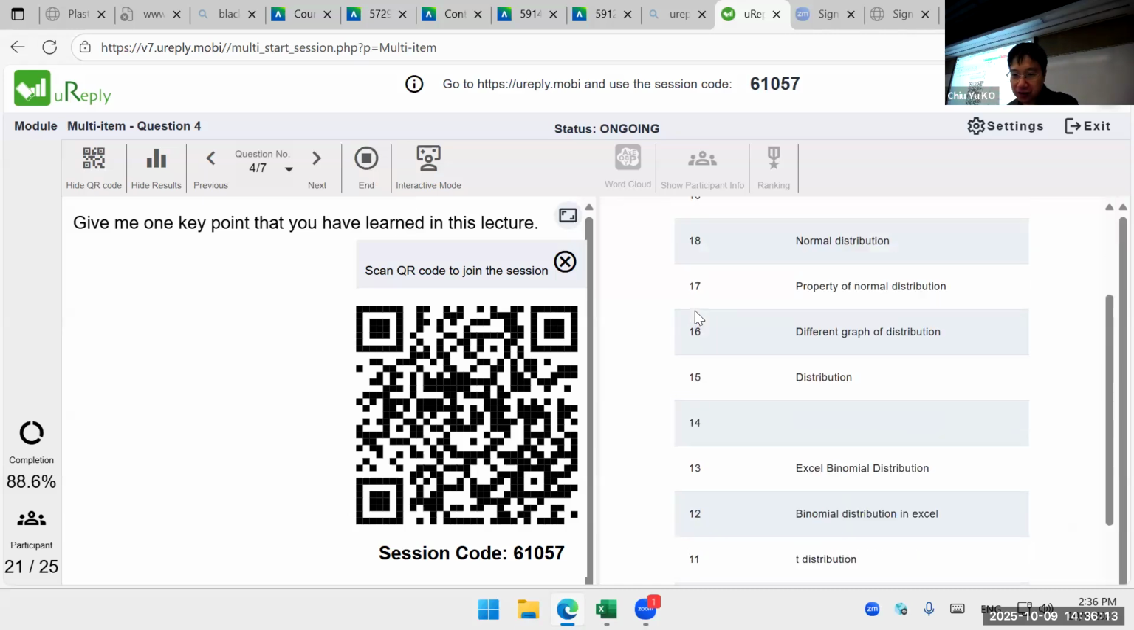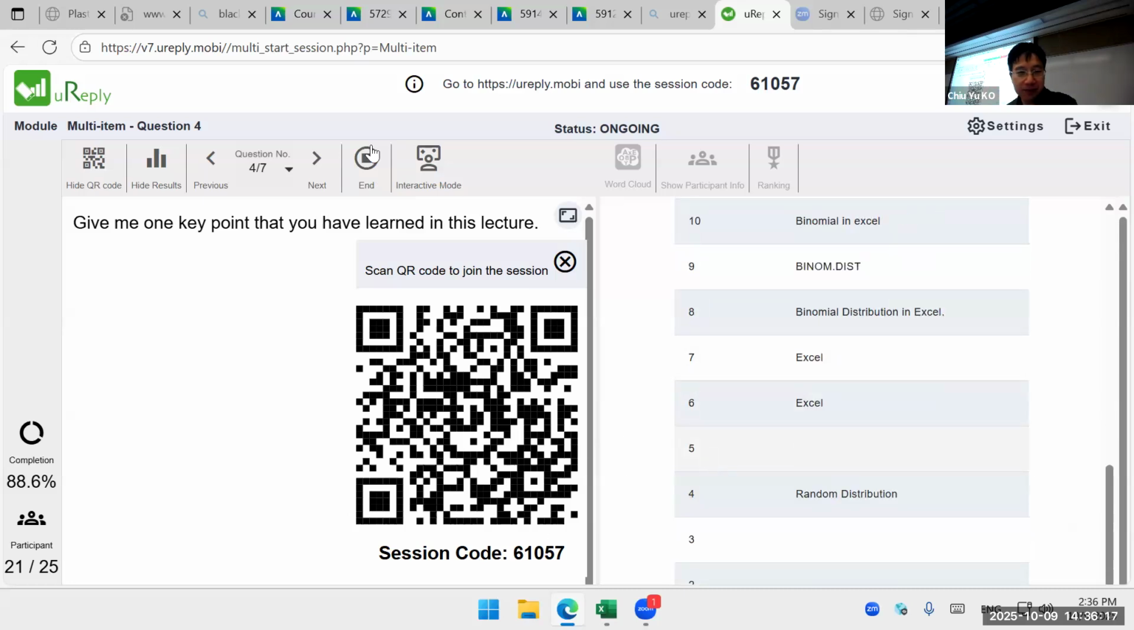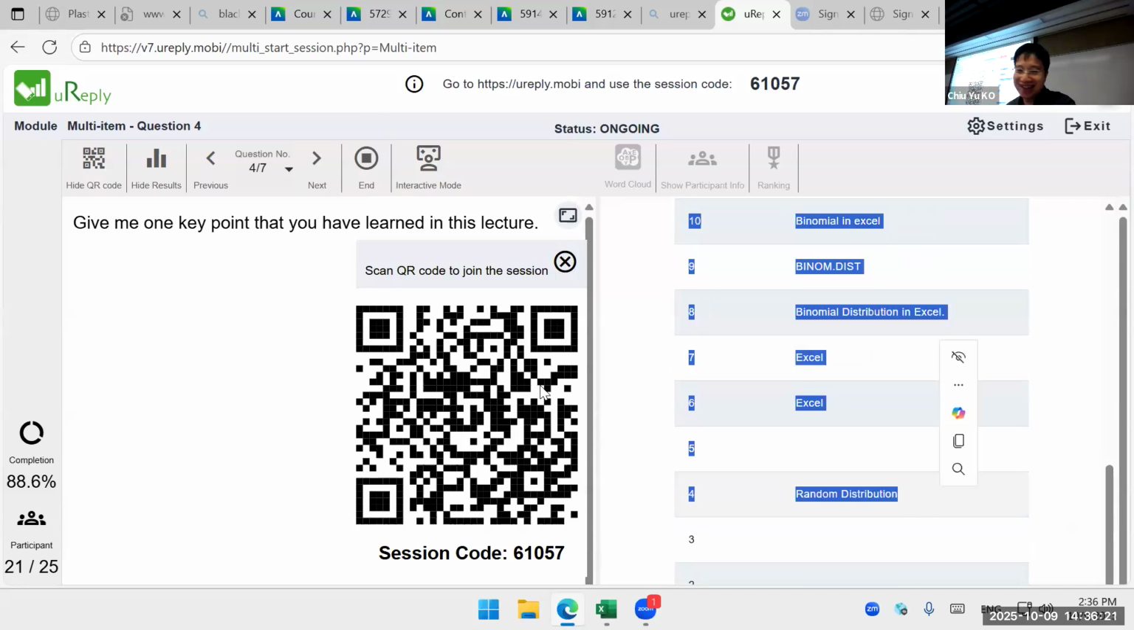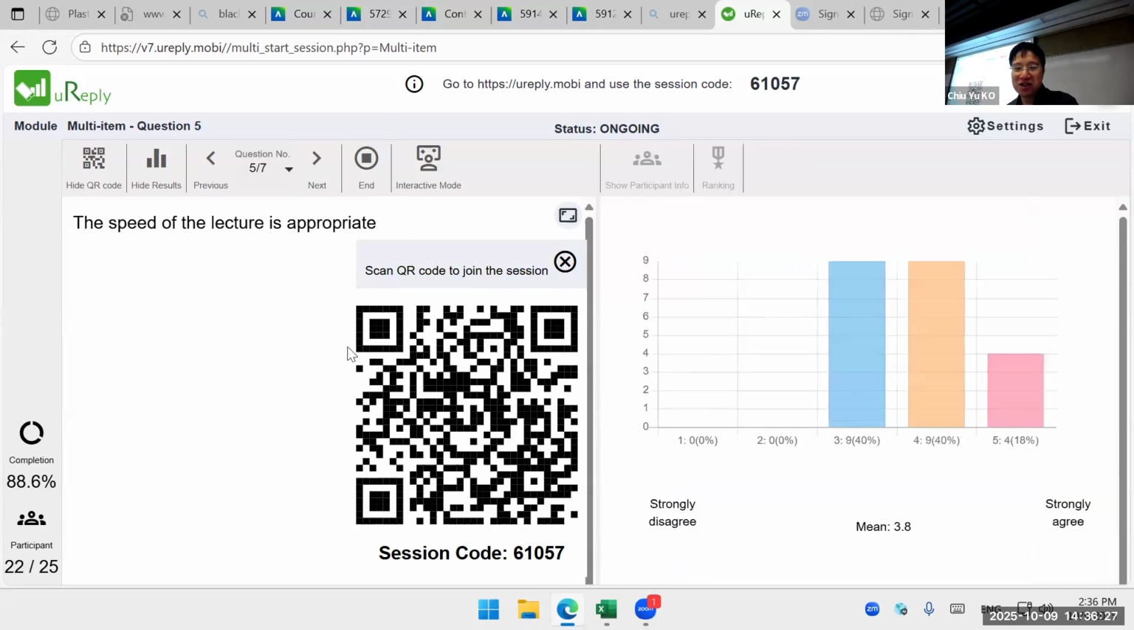So we have the normal, the graph, yes, T, this is a good one. Binom.dist, that's it. I don't think we teach random distribution. We have random variable and distribution, but not random distribution. The speed is okay.